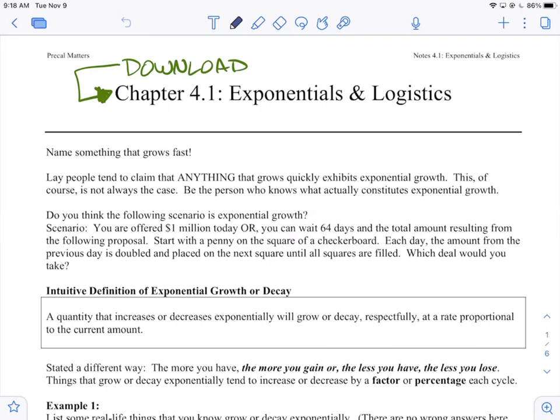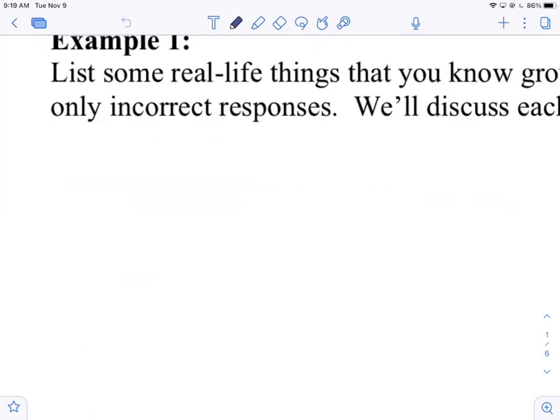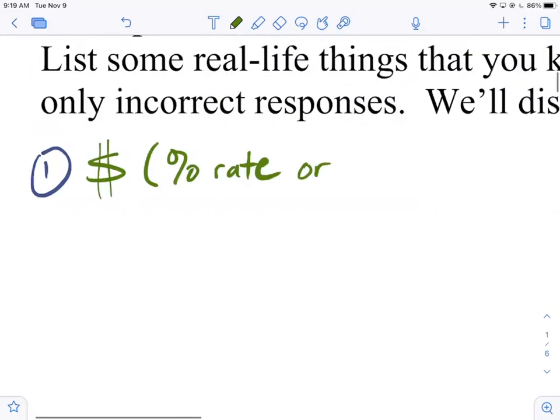All right, so let's mosey to example 1. Now that you have kind of the basis of what constitutes it, list some real life things that you know truly grow or decay exponentially. And keep in mind here, we're just talking. There's no wrong answers, only incorrect responses, right? We'll start with number 1. We've already talked about it. Cha-ching, money, okay? But not always, right? Not always. It has to be at a percentage rate or scale factor.